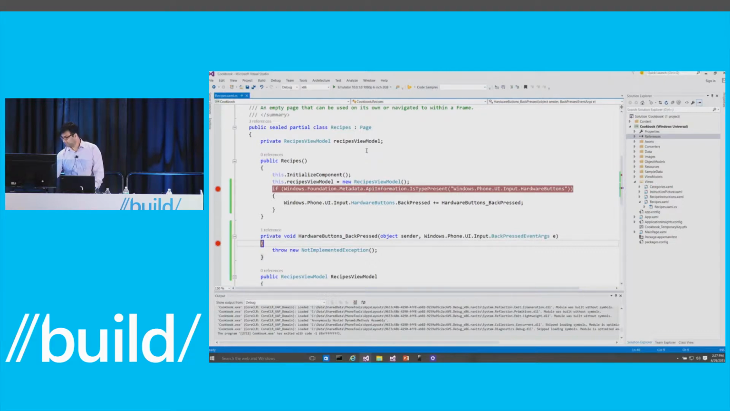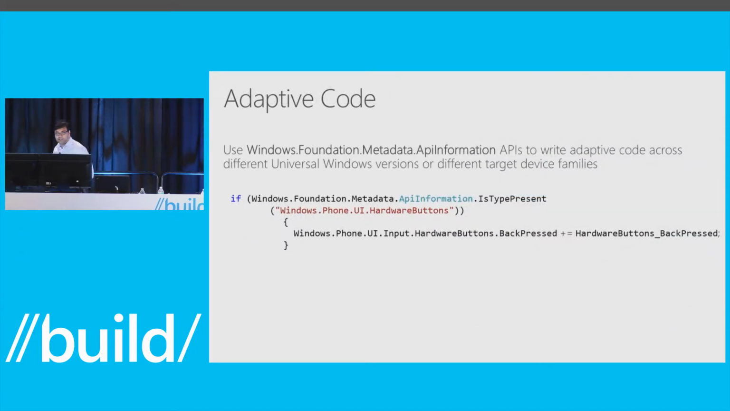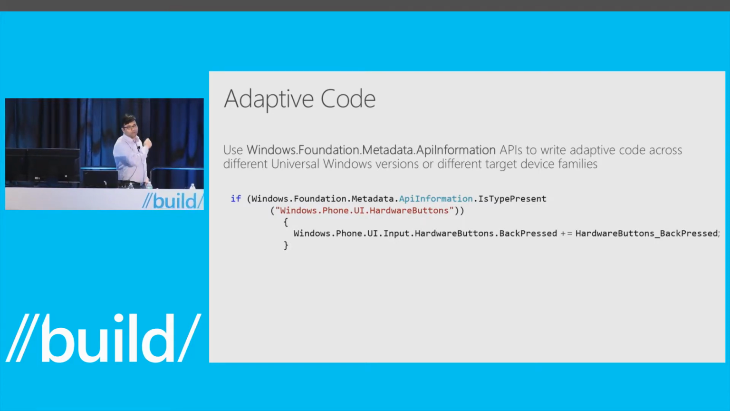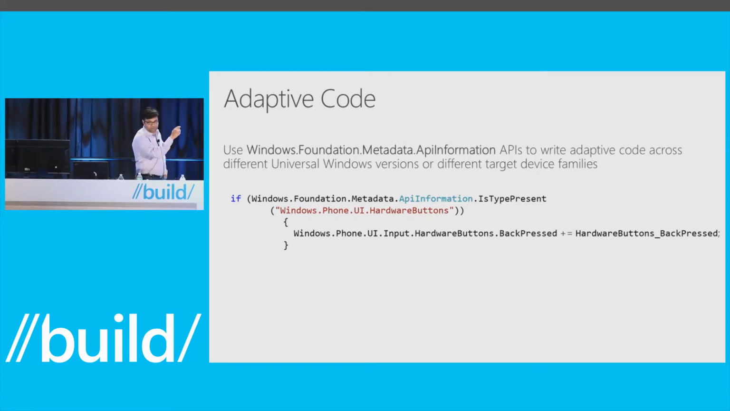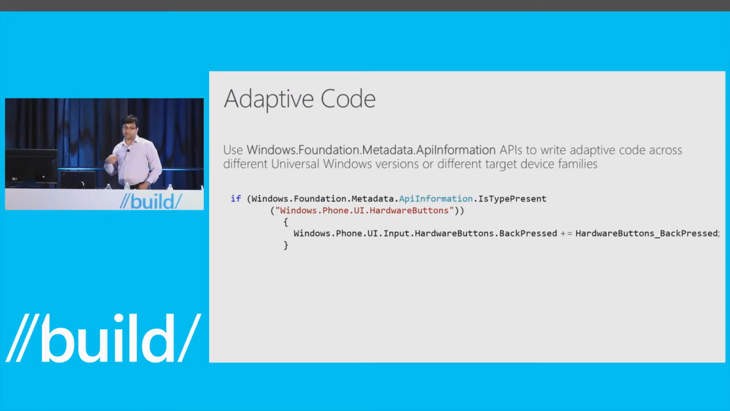So let's actually switch to our deck. So we talked about extension SDKs, we talked about adaptive code, and again, these adaptive APIs are located under Windows.Foundation.Metadata.ApiInformation. You can go and explore and use some of these to actually try out the capabilities which are specific to a device family.